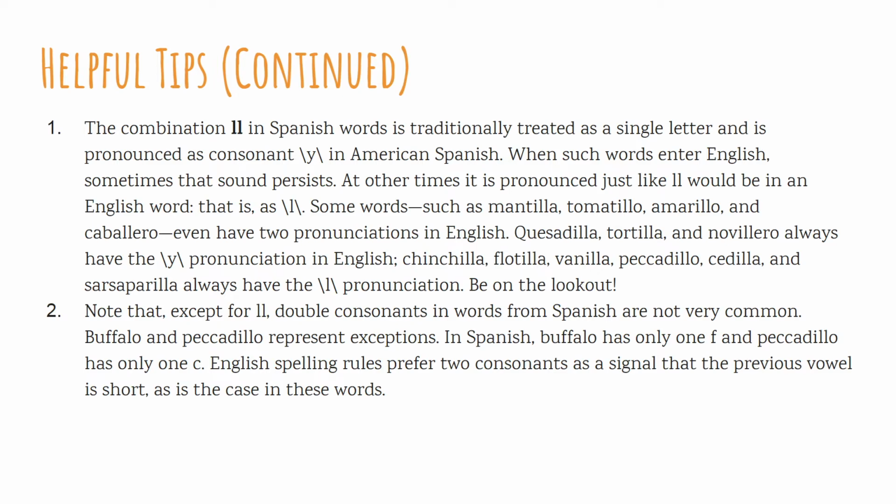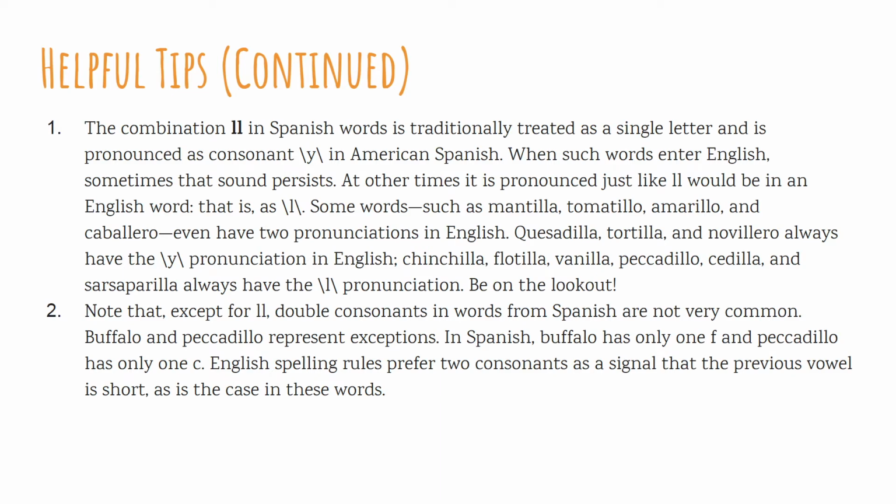Quesadilla, tortilla, and novillero always have the Y pronunciation, and chinchilla, flotilla, vanilla, peccadillo, cedilla, and sarsaparilla always have the L pronunciation. So be on the lookout for that. Make sure you make a list of the two sounds.